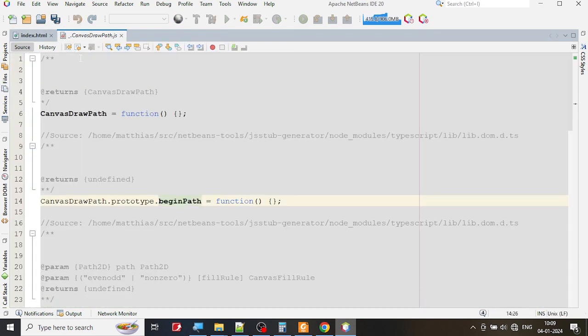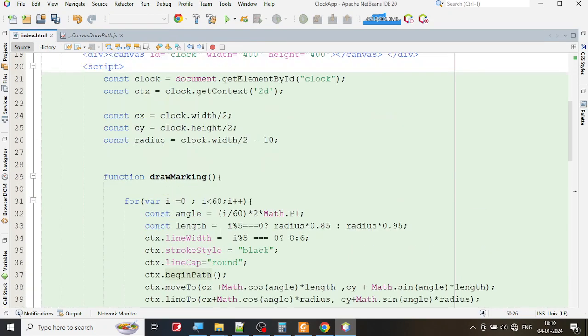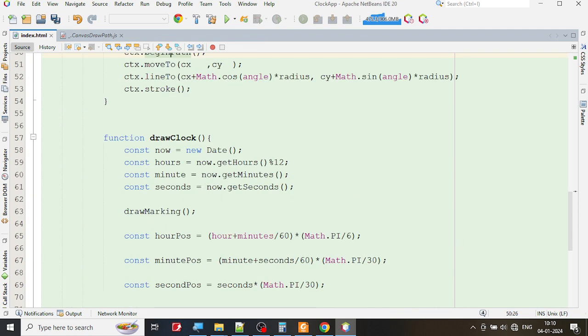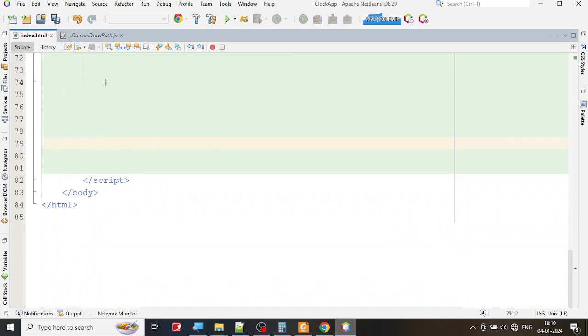Where is this gone? Just give me a second. I'm going to call this drawMarking directly inside the drawClock, so that I have to just call this drawClock function. So I will just call the drawClock function at the end of the script.